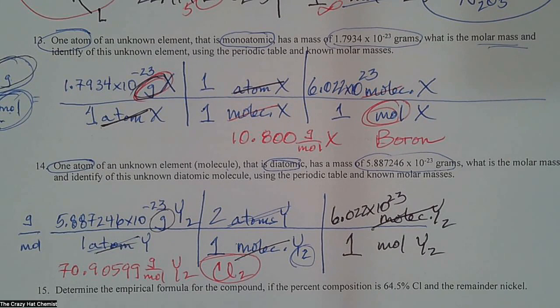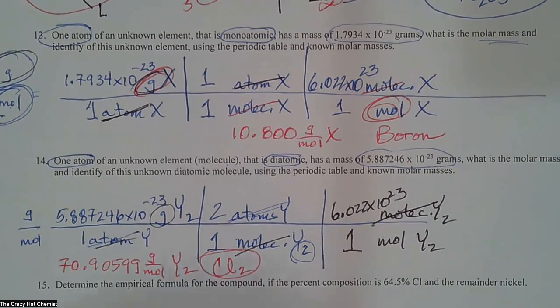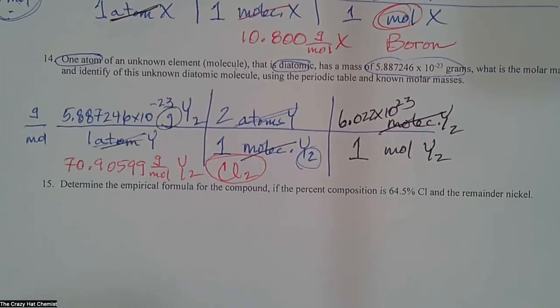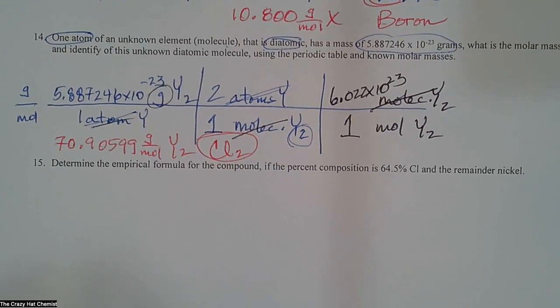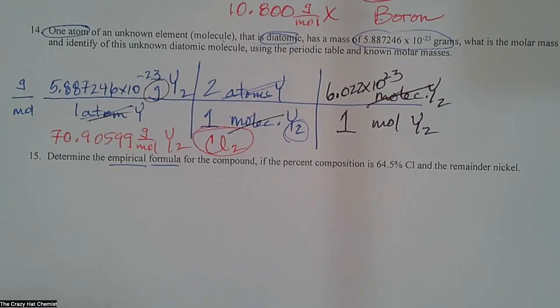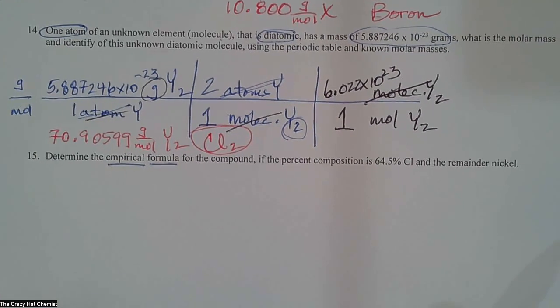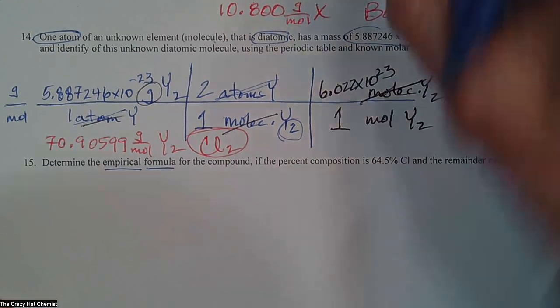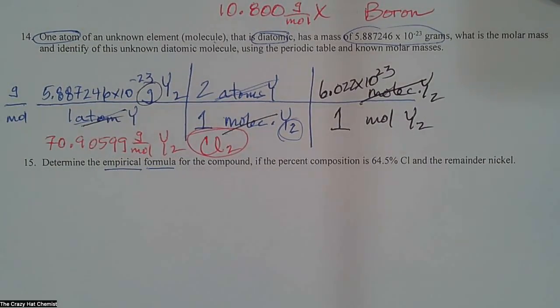All right. Now what we're going to do is we're going to shift gears just slightly, and we are going to do another type of problem. We are going to calculate the empirical formula of a compound. Okay, and so empirical formulas. Here we go. Empirical formulas are based on the definition, and the empirical formula is the simplest whole number mole ratio. That's what we're looking for. It's the simplest whole number mole ratio.